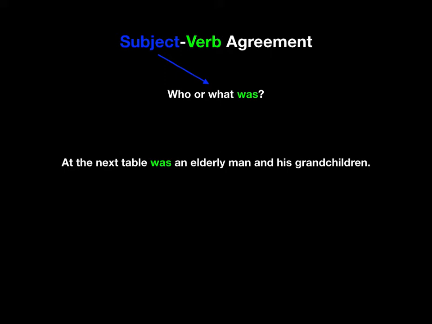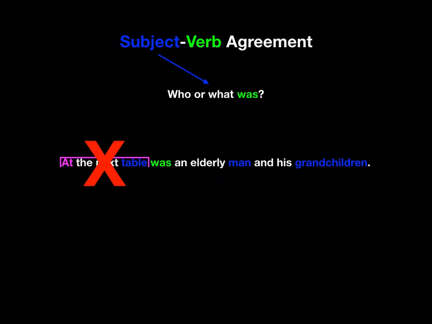However, before we can go further, we should identify any prepositional phrases. Looking at this sentence, we should be able to identify the word at as a preposition. Prepositional phrases begin with a preposition and end with a noun. So the next noun within the sentence would be table. Therefore, we know that everything from at to table is within a prepositional phrase, and our subject cannot be any of these words. That only leaves man and grandchildren as potential subjects for this sentence.